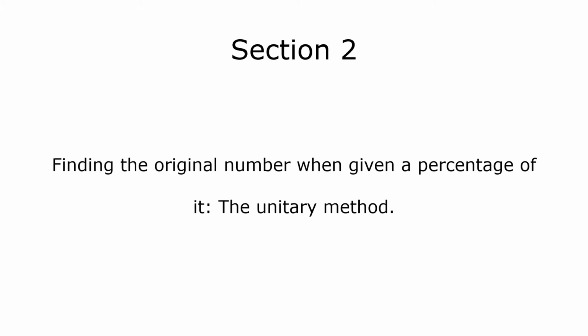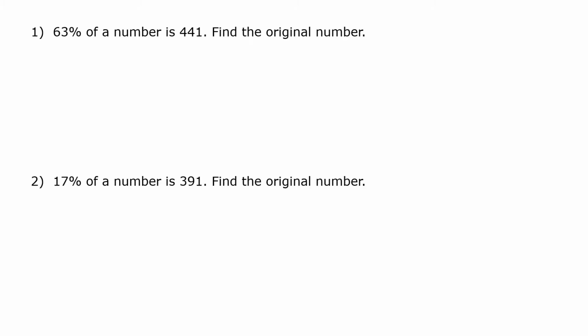Section 2 looks at finding the original number when given a percentage of it, and we'll be looking at the unitary method, and we'll be using a calculator for these questions. So 63% of a number is 441. Find the original number. Now I'm using the unitary method, which means that I'm going to begin by finding 1%.